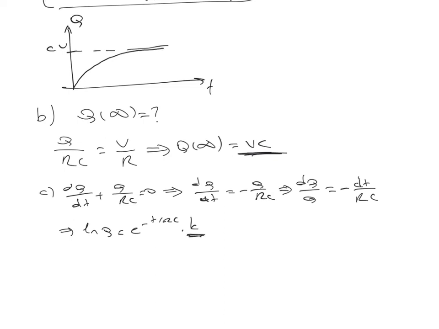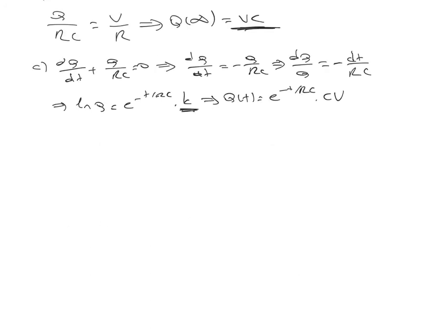Since in the question it is said that battery is removed after a very long time, q value will be very close to the constant Cv value as it is seen from this graph. From here, Q of t is equal to e to the minus t over rc times k, which is Cv.